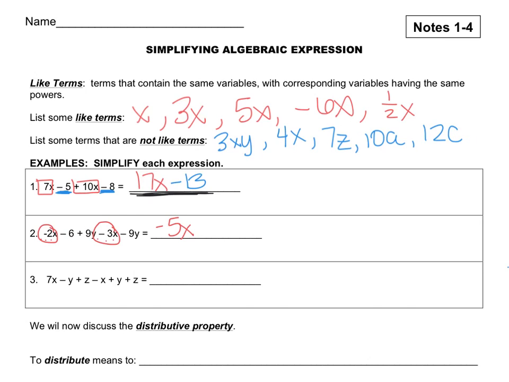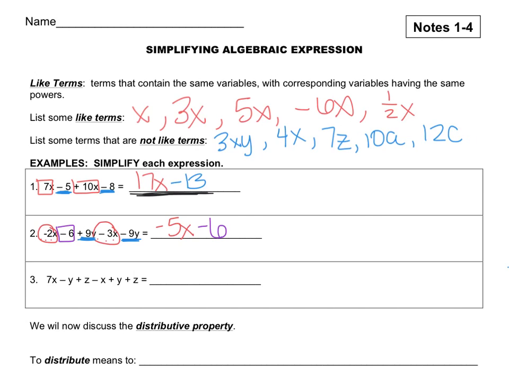Okay, now I'm going to do y next because it's alphabetically correct. So I have a positive 9y minus 9y. Positive 9y minus 9y, that's 0, so it's going to cancel out. Now this lonesome 6 right here, it doesn't have anything to combine with, to simplify with. That's fine. It's still part of your problem, so you're just going to rewrite it.